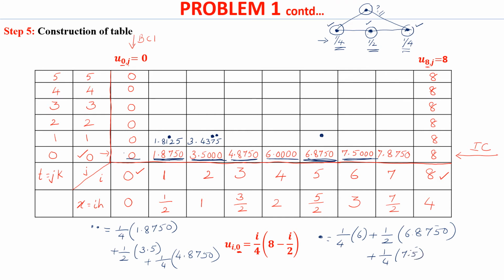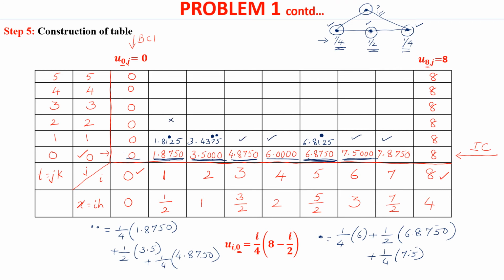So what will be the answer pertaining to this one? It will be 6.8125. Just check whether it is right. And this is how you will complete. Once this complete row is done, all these values are done, then you again start from here.